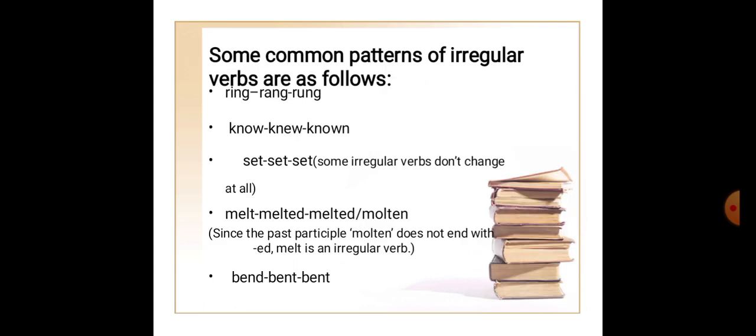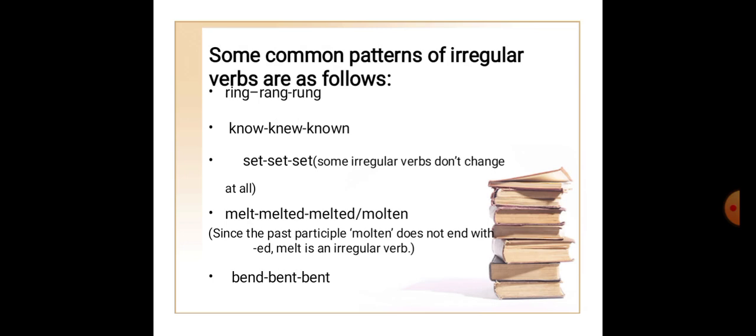Some common patterns of irregular verbs are as follows: ring, rang, rung. Here, ring is the present, rang is the past, rung is the past participle, and ringing is the present participle.